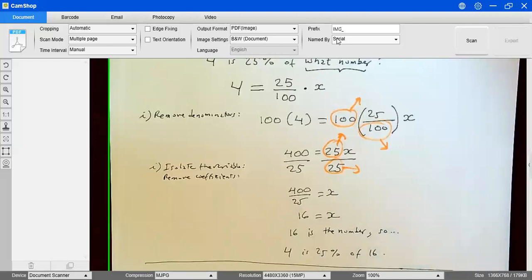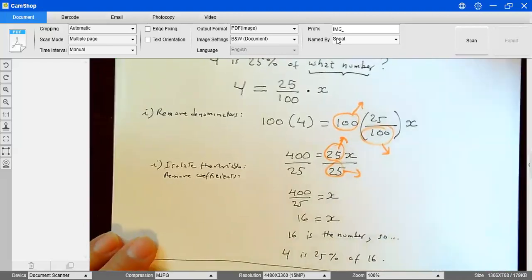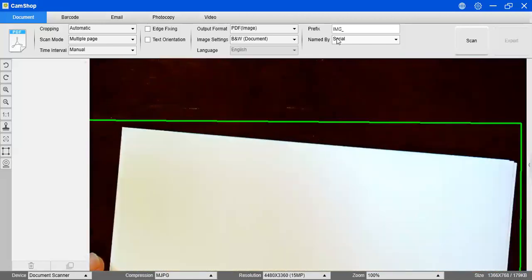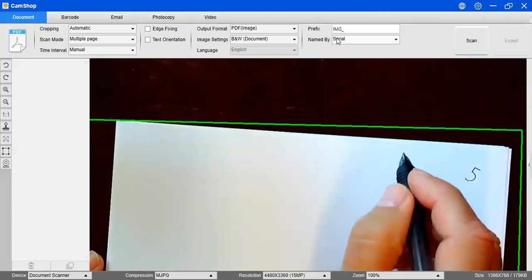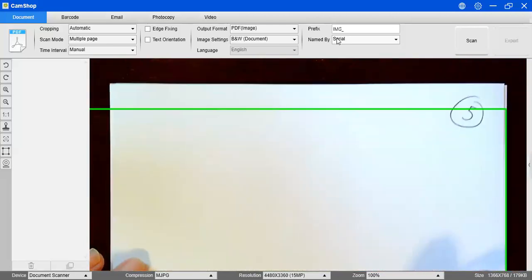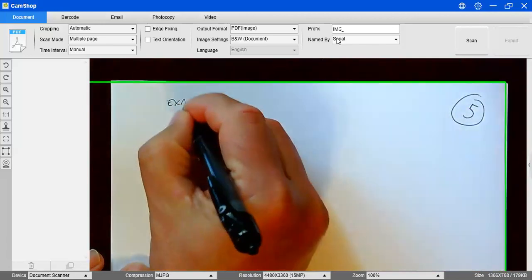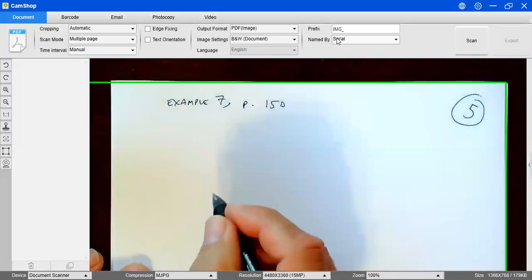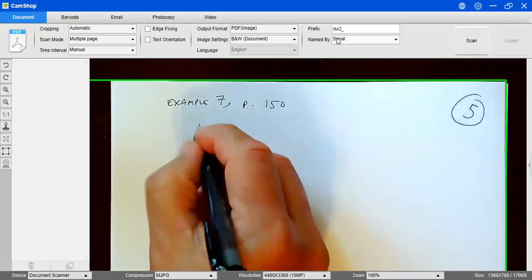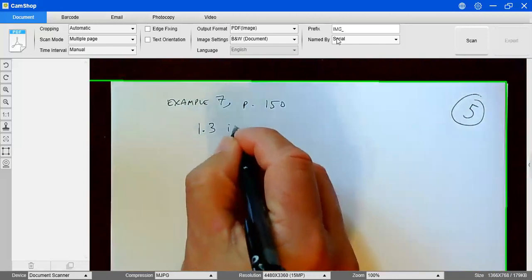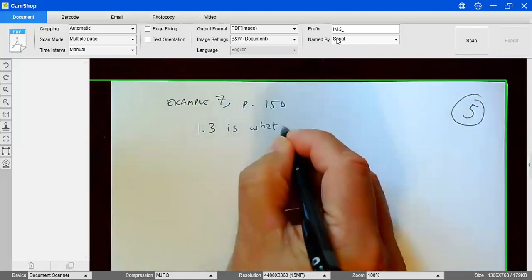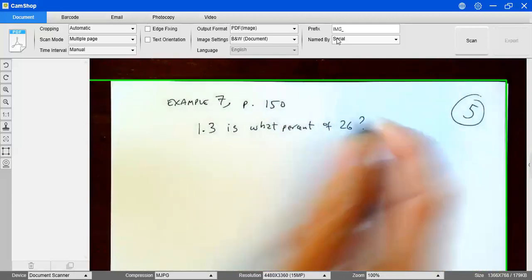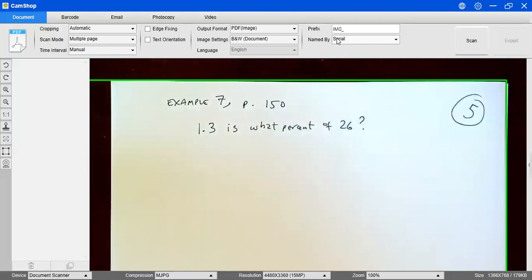Okay, one more problem and you have work to do. So the last problem that we're going to solve for this session, from this section, is example 7. So we have here example 7 on page 150. So now the problem is 1.3 is what percent of 26? So that's example 7.